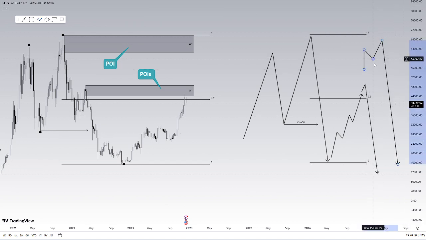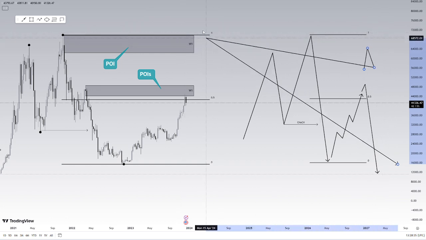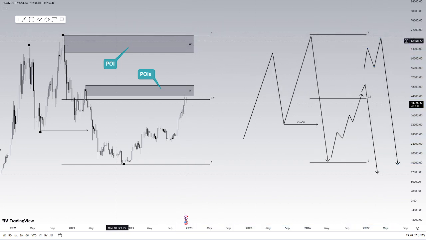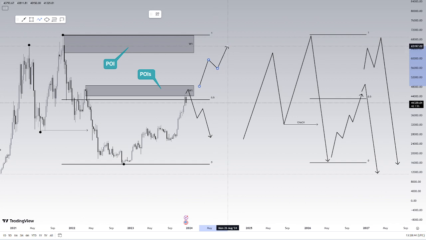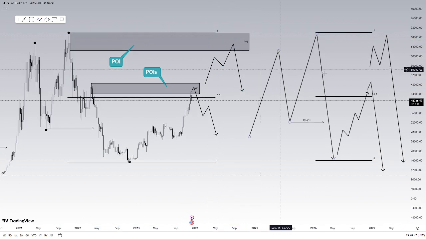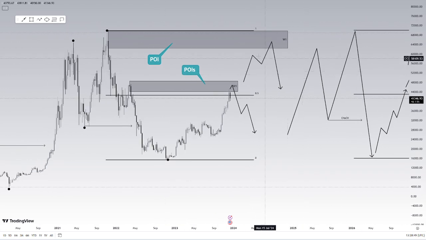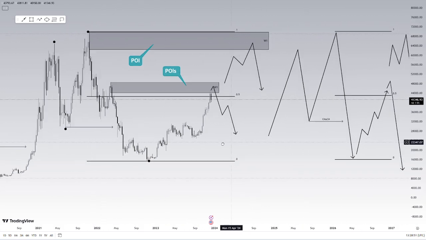Now, from a probabilistic standpoint, we're more likely to see a reaction from this POI over here. Now, the reason for that is because it's deeper in the premium, okay? We could see somewhat of a reaction over here, but ultimately, this is our main point of interest over here because it's deep in the premium, right? And we've got bearish structure, as we can see.